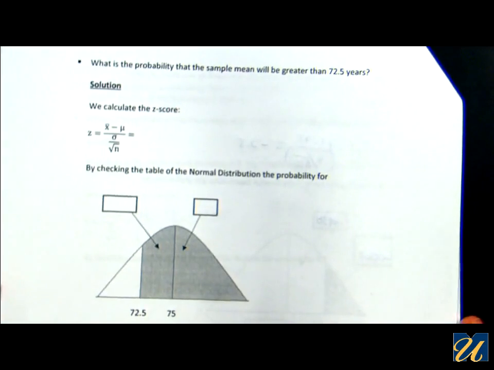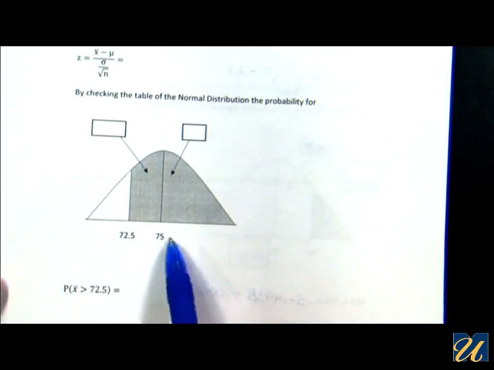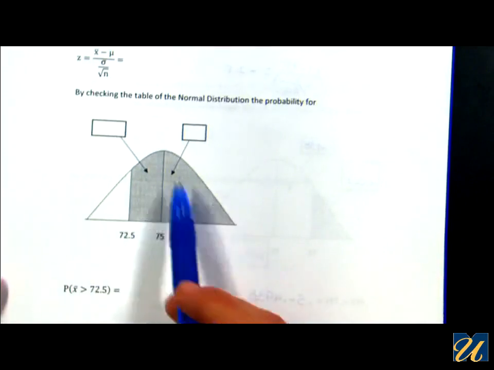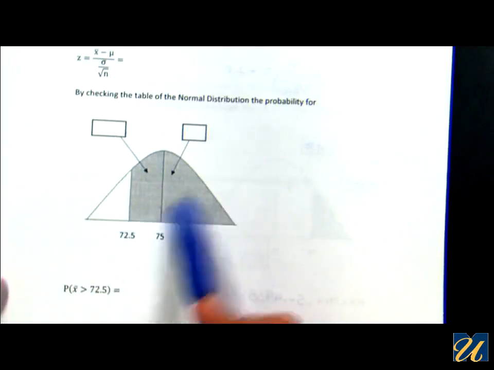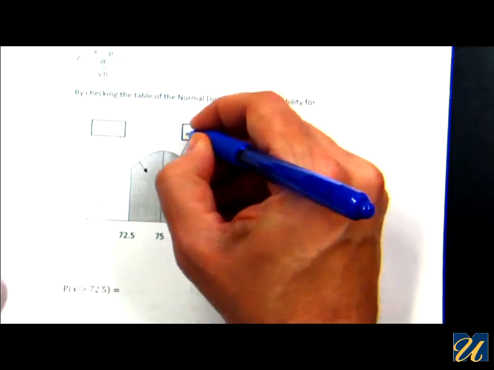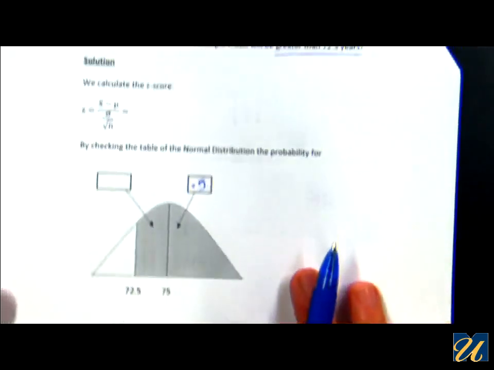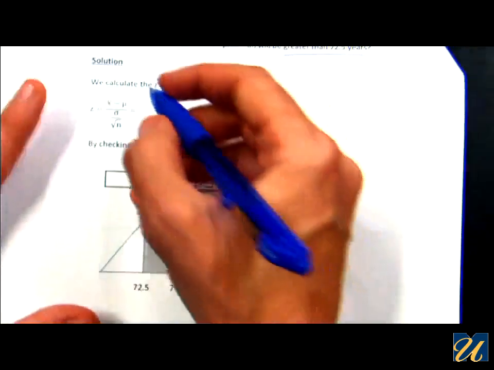We calculate what is the probability that the sample mean will be greater than 72.5. Same problem, different question. So 72.5 is to the left of the mean. Greater than 72.5, we're looking for this whole area here that includes the 1/2. So this part is 0.5. Now to find this part of the area, I need to calculate the z-score first.